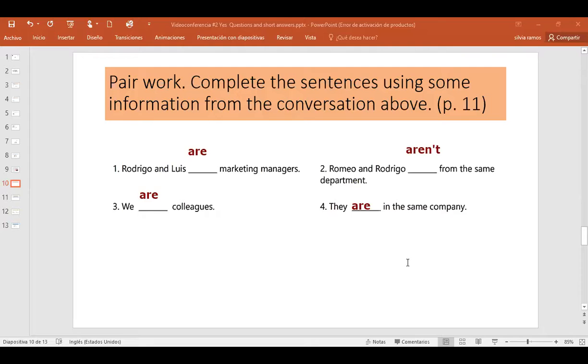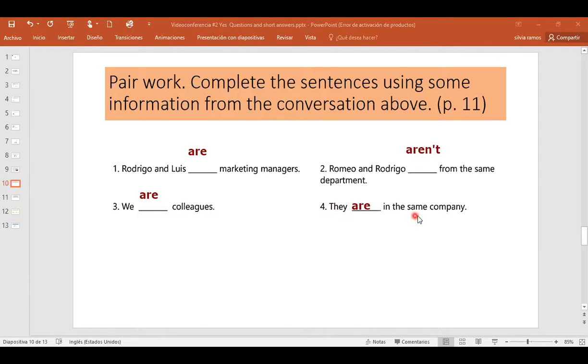Number 3 and 4. Anna Daisy, can you please read 3 and 4? Sure. We are colleagues. They are colleagues. Colleagues. No. They are, pardon? We are colleagues. We are college. No, no es college. Okay. Colleagues. Very good. We are colleagues. Repeat again. We are colleagues. Very good. Excellent. Number 4.